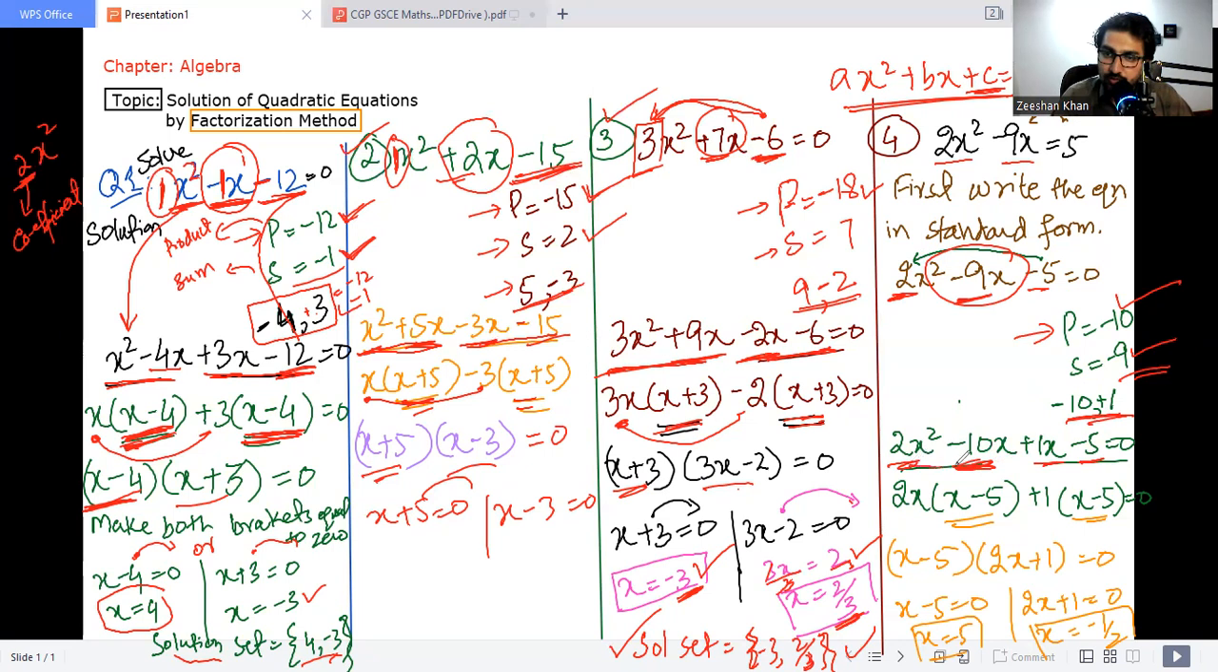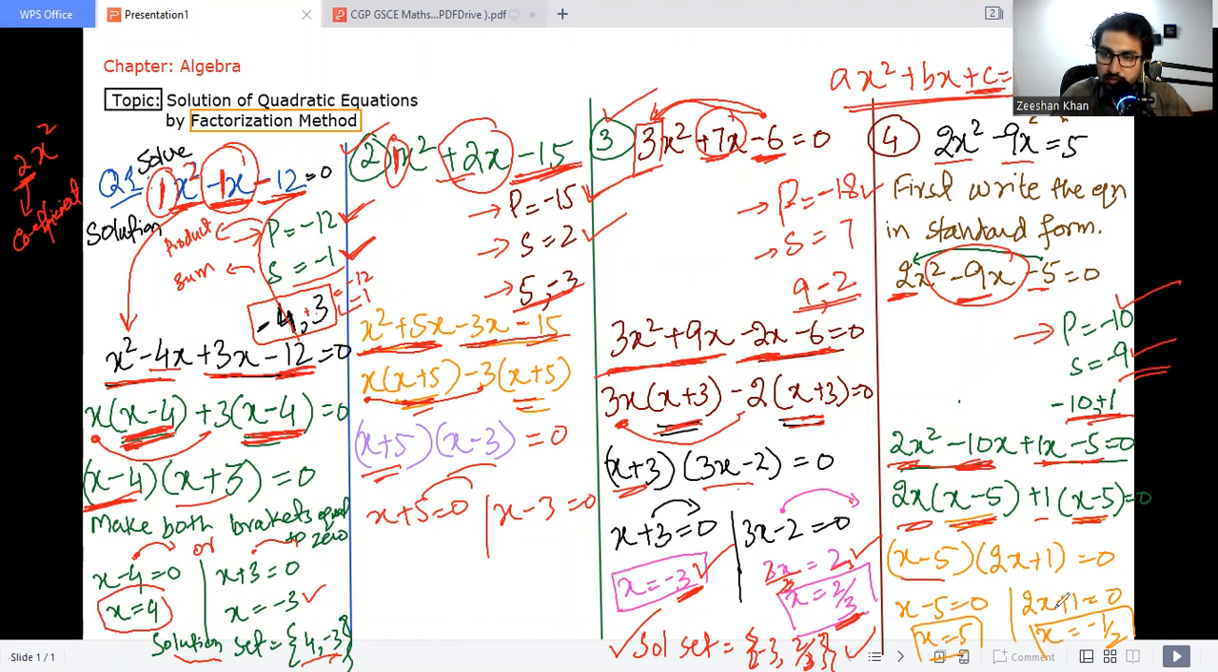Then you will take the common from the first two terms. So 2x is the common. So x minus 5 will be left. And then take plus 1 common from the next two terms. x minus 5 will be left. You can see both the brackets are the same. So we will take x minus 5 once, and we will take 2x plus 1, like this, equal to 0. Now we will make both of them equal to 0.